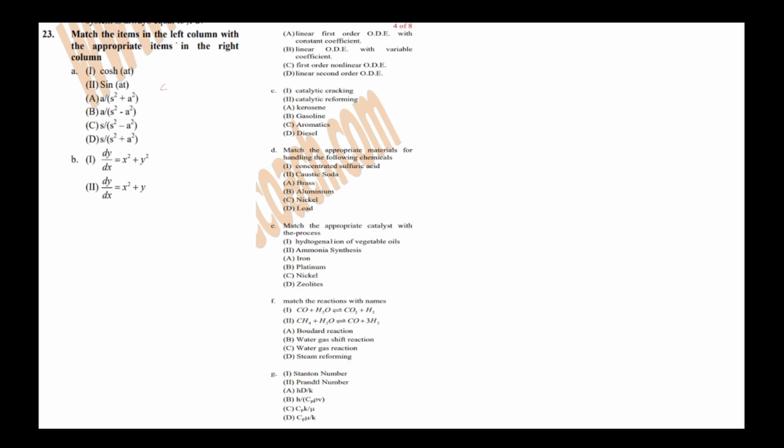Now match the item in the left column with the appropriate item in the right column. Cos hyperbolic, cos S will come, so S upon S square minus A square. Sine A, negative will come. Just check it once, I might be wrong. I have not gone through maths for a very long time.